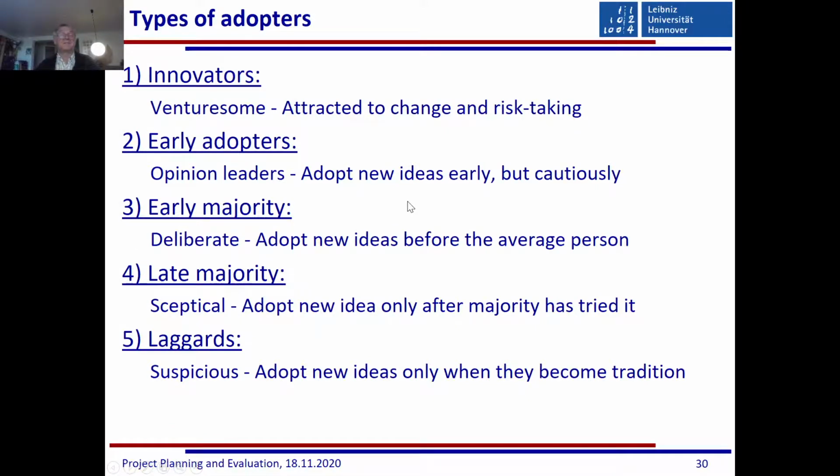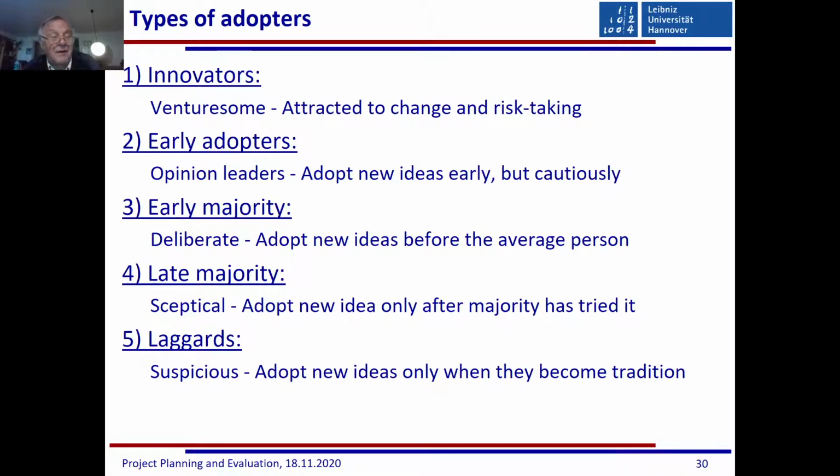There are different types of innovators and adopters that make up this adoption curve. There are some who jump quickly on something new. That would be the innovators. They are attracted to change. They are risk takers. And then there are the early adopters. These are the opinion leaders. They adopt new ideas early, but maybe they're also cautious. Depending on the technology, there will be early adopters.